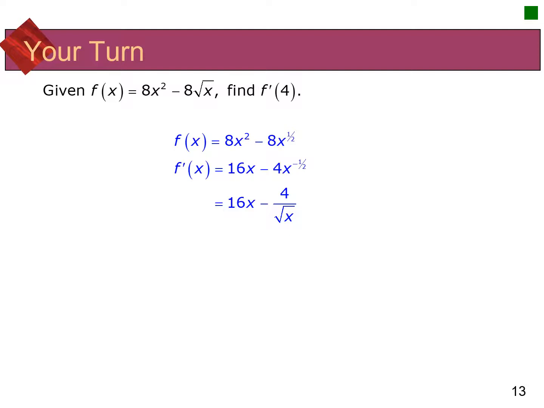So now when I plug in 4 for the x and do f prime of 4, I'm going to have 16 times 4 minus 4 over the square root of 4. 16 times 4 is 64. 4 over the square root of 4 is 2. So 64 minus 2 is 62. So the answer for this, f prime of 4, is 62.